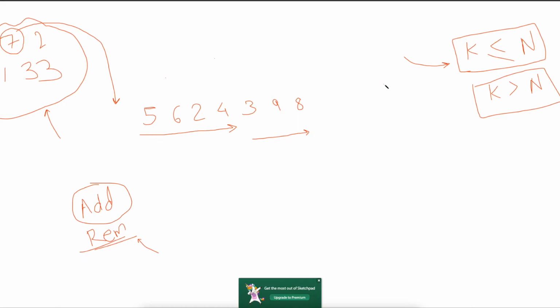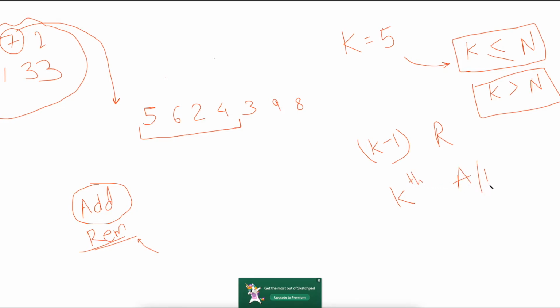So when k is less than n, let's take a specific example. Let's say k is 5. In this case, what we can do is remove the first k minus 1 elements. Basically, we will perform k minus 1 removals, and then for the kth operation we can perform either addition or removal based on some factor.